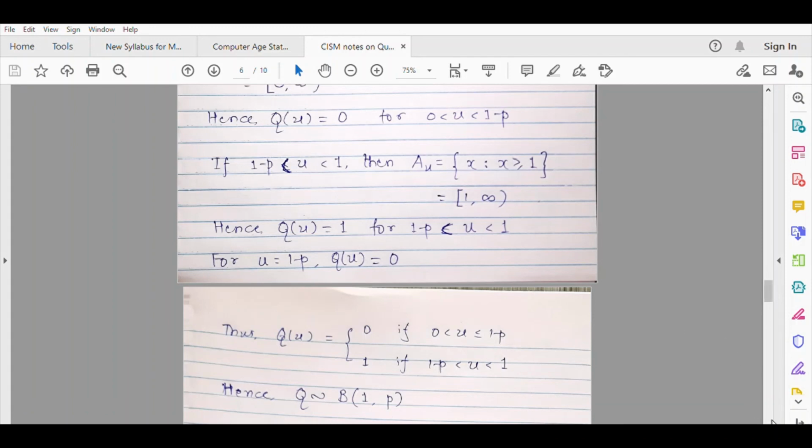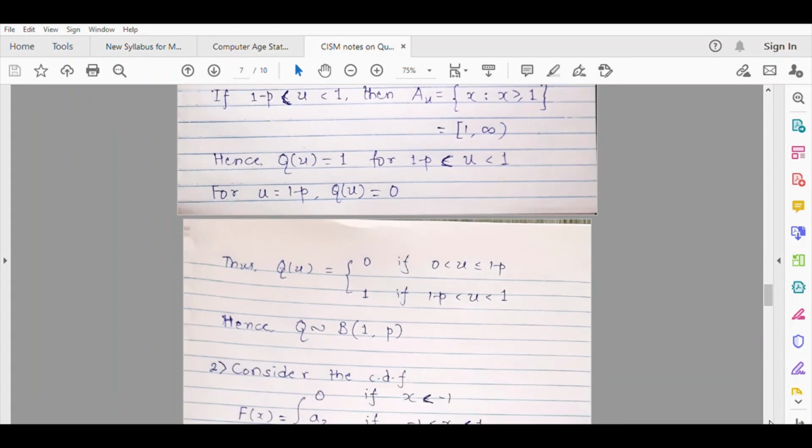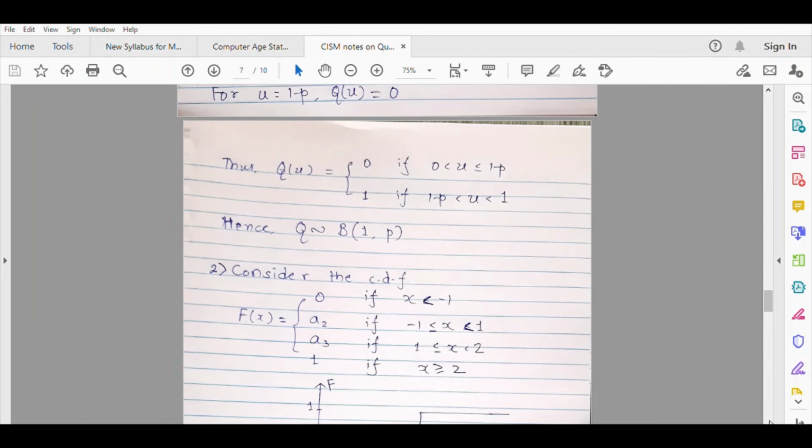So now let us consider one more example. Okay, so now a slightly more complicated example.